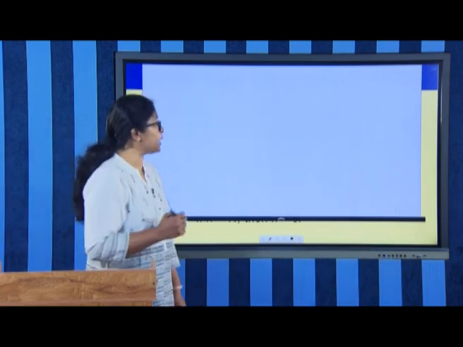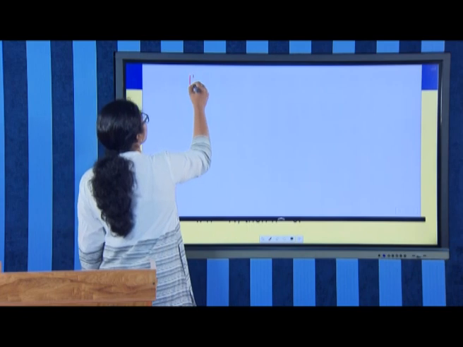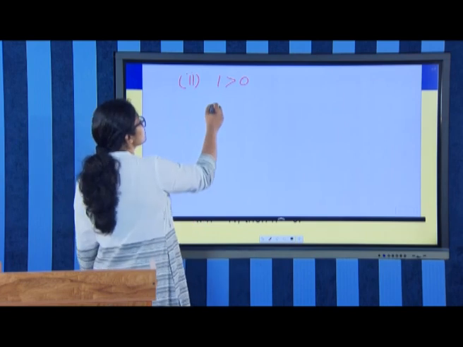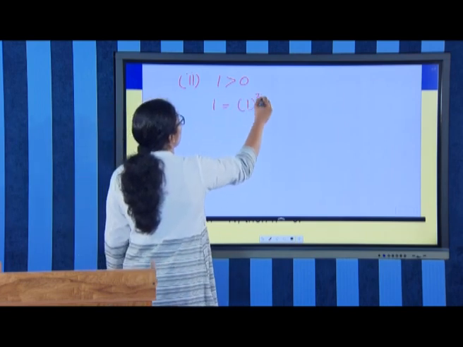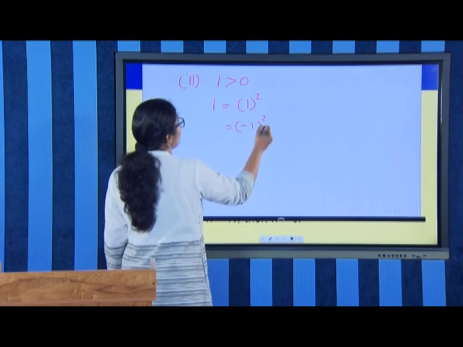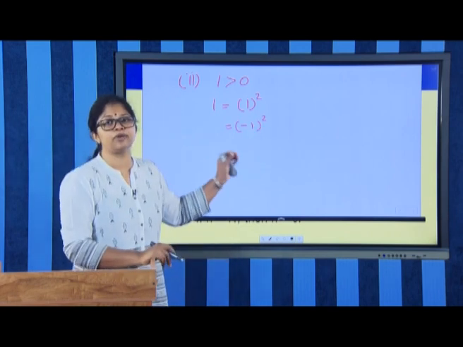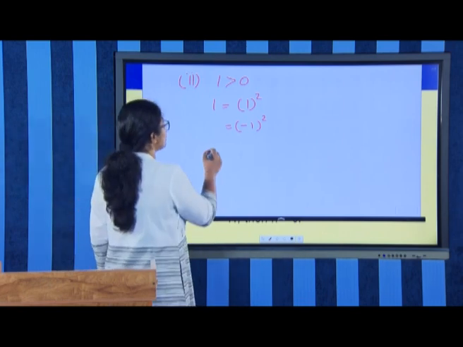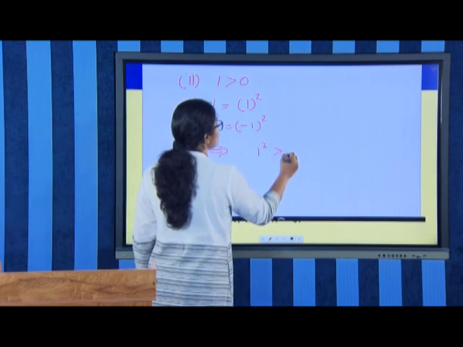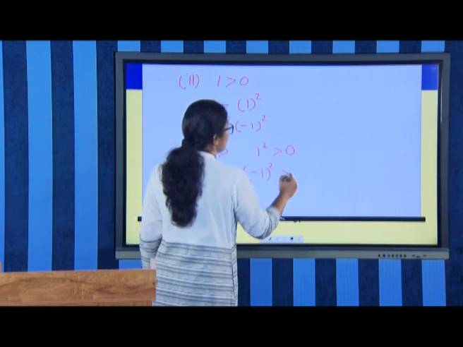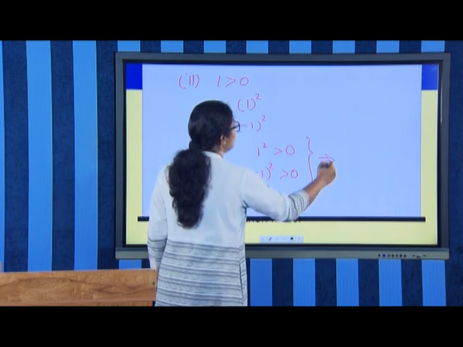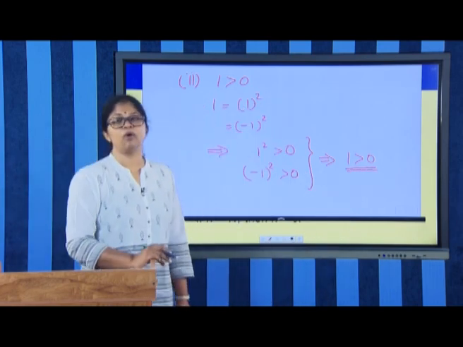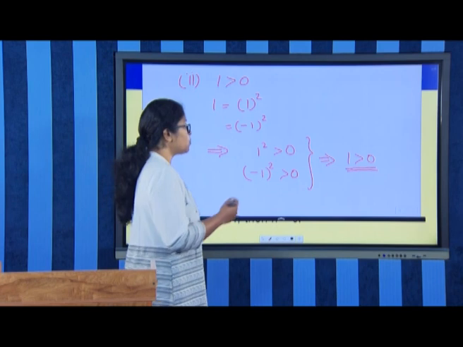So, following this theorem, we can prove the second part, namely 1 is greater than 0. Why? Because 1 is actually 1 squared, or it is (negative 1) squared, and we have just now proved that for any non-zero real number, the square is greater than 0. So, this shows that 1 squared is greater than 0, or (minus 1) squared is greater than 0, which indicates that 1 is always positive, because 1 is a perfect square of 1 or minus 1. So, 1 is greater than 0.